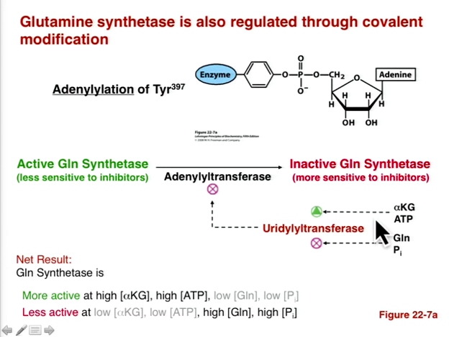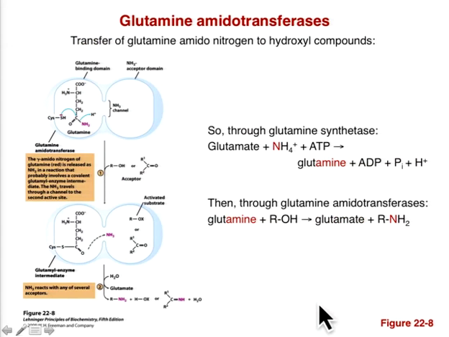These are indicators of energy. There's lots of energy present. We have ATP, we have alpha-ketoglutarate, or it's inactivated by glutamine or inorganic phosphate, inorganic phosphate being a marker for a low amount of energy in the cell. So this enzyme is going to be more active when it's time to do an anabolic process, when there's high ATP or high alpha-ketoglutarate. And it's going to be less active with glutamine or inorganic phosphate. So there are layers of regulation giving us amplification of the regulatory pathways.